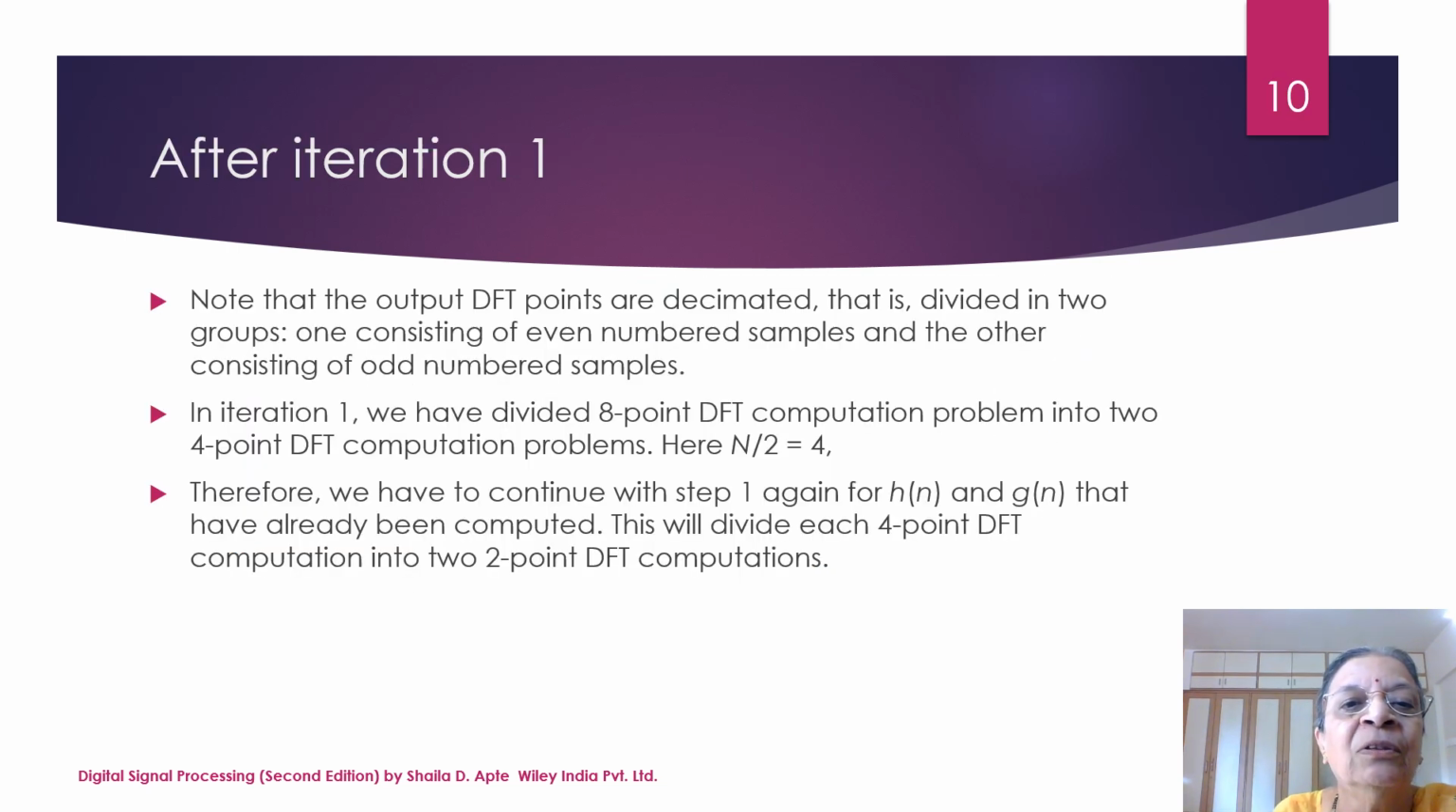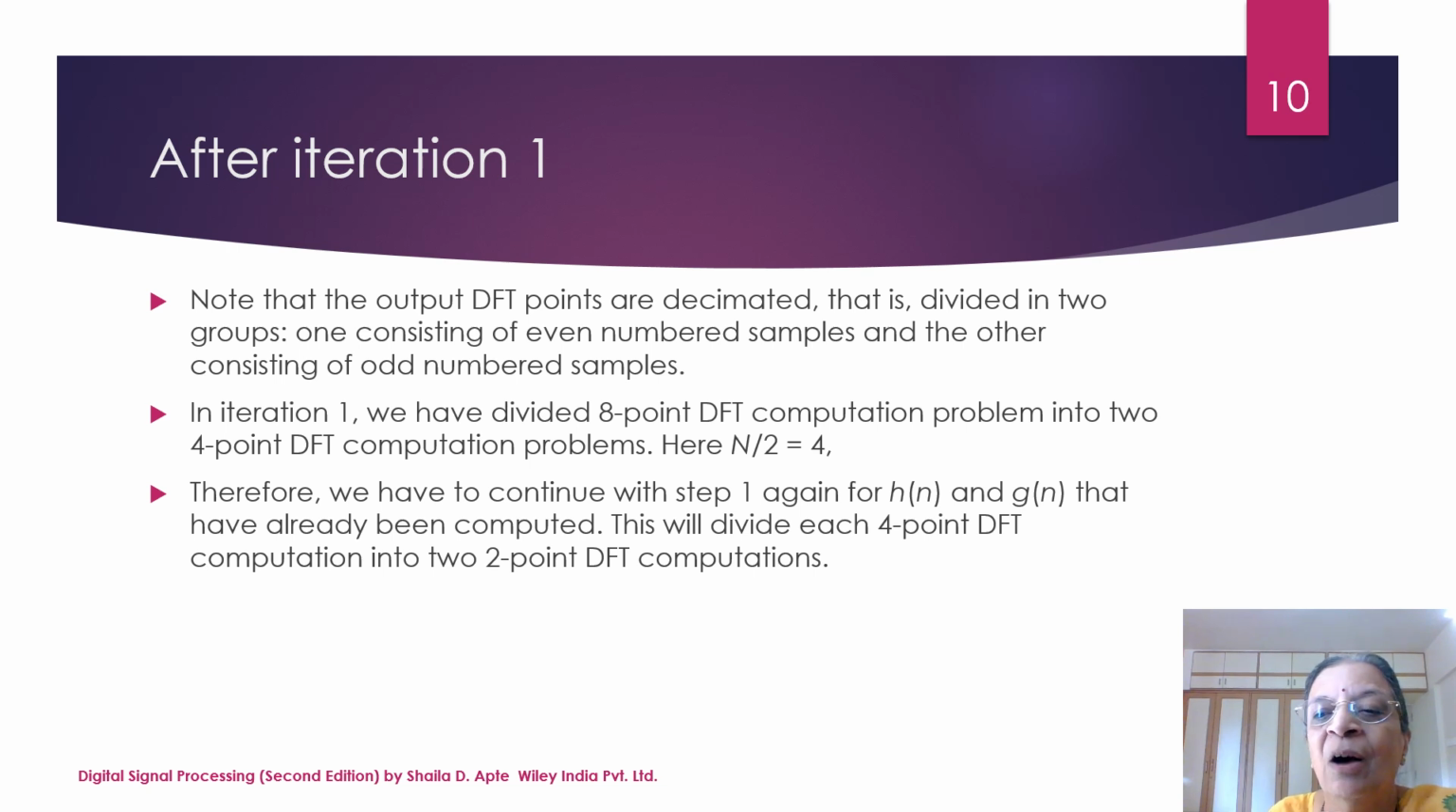So after iteration 1, note that the output DFT coefficients are decimated, that is, divided in two groups, one consisting of even number samples and the other consisting of odd number samples. In iteration 1, we have divided the N-point DFT computation problem into two 4-point DFT computations. So in this case, N by 2 is equal to 4. Therefore, we have to continue with step 1 again for Hn and Gn, for which we have already given the formula, and we will divide each 4-point DFT computation into two 2-point DFT computations.